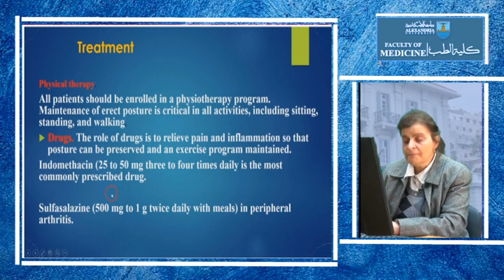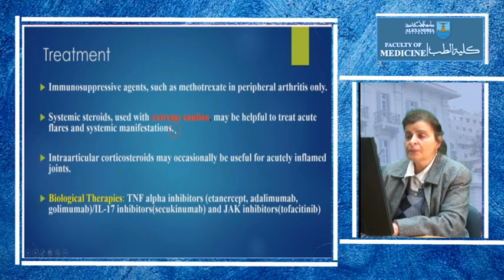Do we use disease-modifying anti-rheumatic drugs? Yes, we do use them, but only in peripheral arthritis. They have no role in axial spondyloarthritis. So we may use sulfasalazine in a dose of 500 milligrams to 1 gram twice daily with meals if we have peripheral arthritis. And we also may use methotrexate if we've got peripheral arthritis, not in axial spondyloarthritis.